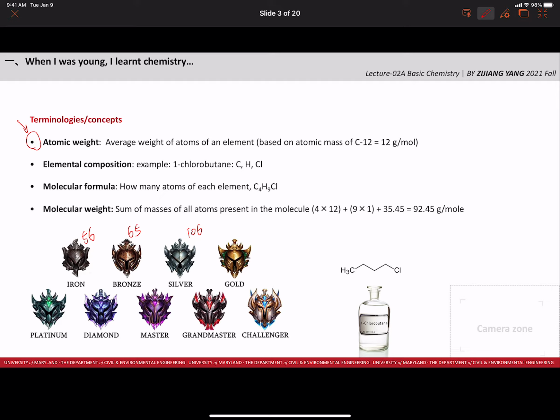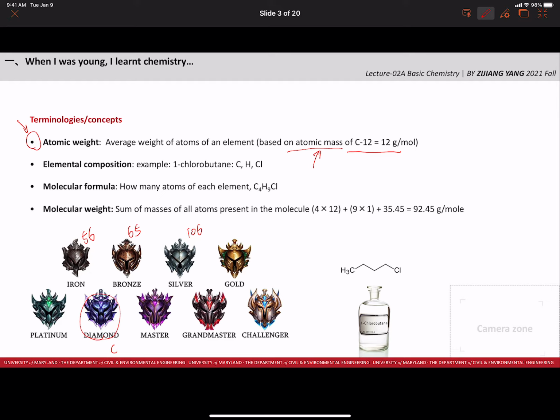But the point I want to show is that we have diamonds. If we consider diamonds as carbon, the atomic weight of carbon is 12. And we determine the atomic weight based on this one. So we need to remember this one.